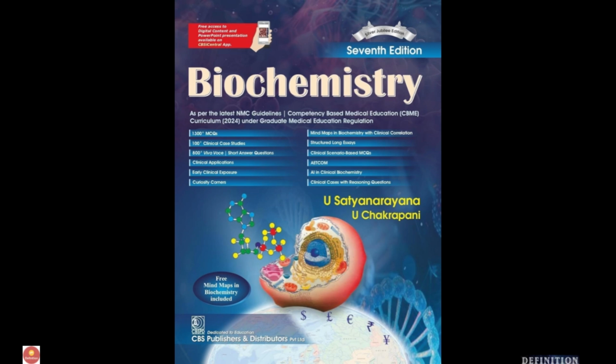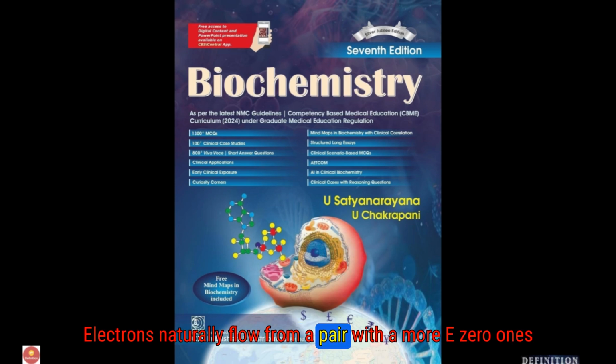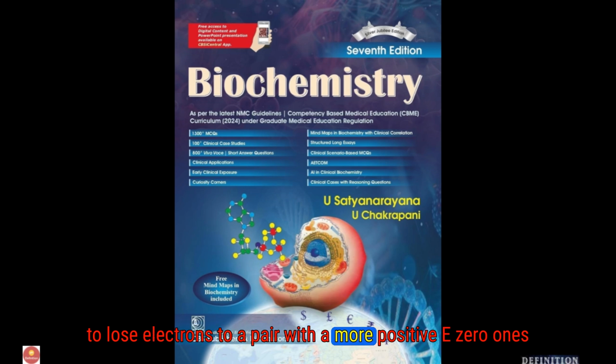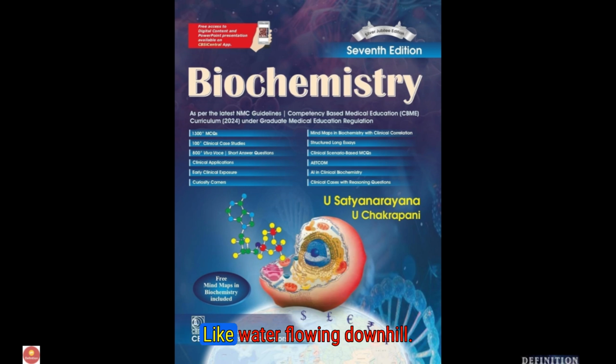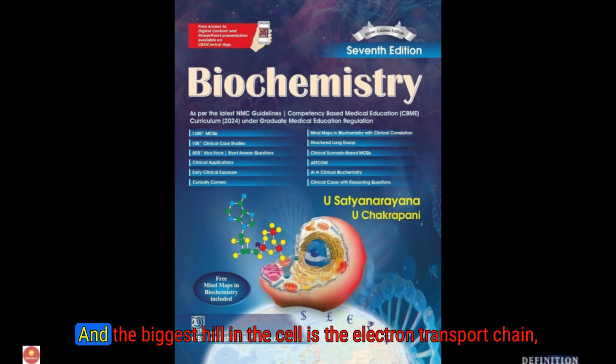Pretty much. Electrons naturally flow from a pair with a more negative E0, which wants to lose electrons, to a pair with a more positive E0, which wants to gain them. Like water flowing downhill. Precisely. And the biggest hill in the cell is the electron transport chain, the ETC.